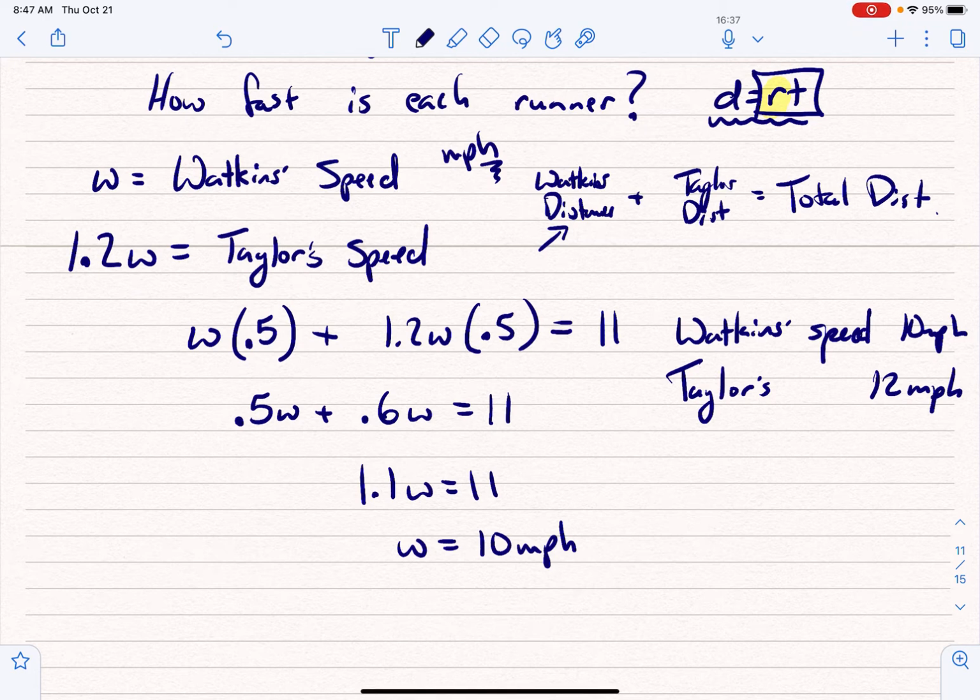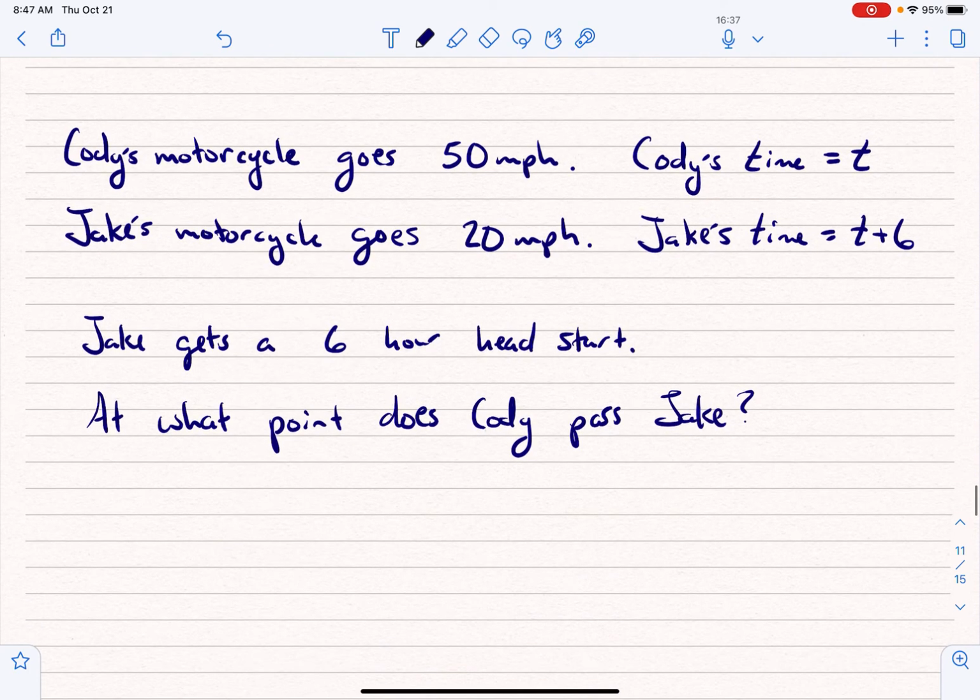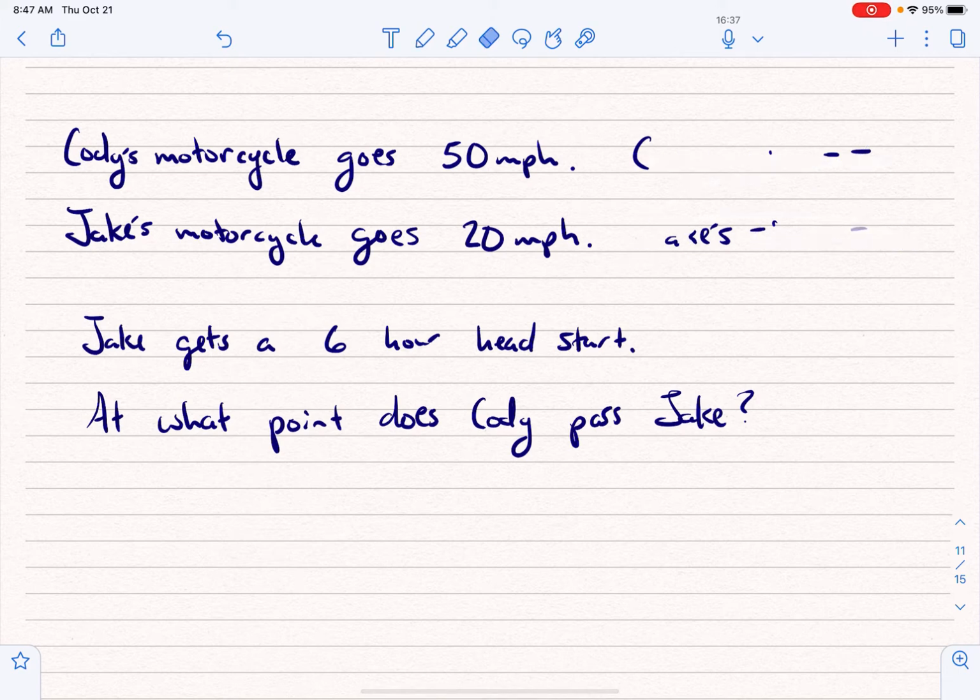Okay, round 2. Ready? Here we go. Now we're going to talk about motorcycles. Cody's motorcycle goes 50 miles per hour. Jake's motorcycle goes 20 miles per hour. Jake gets a 6-hour head start. At what point does Cody pass Jake?